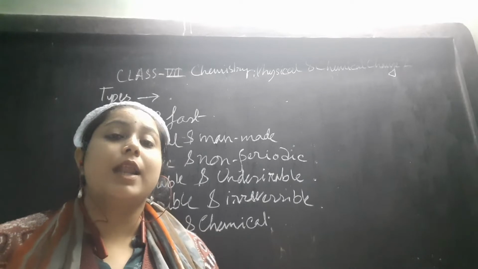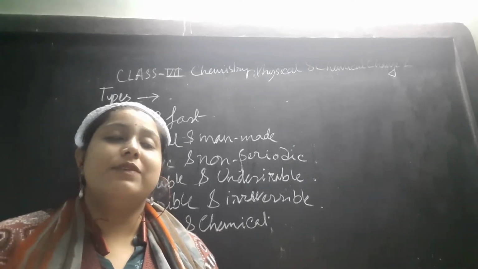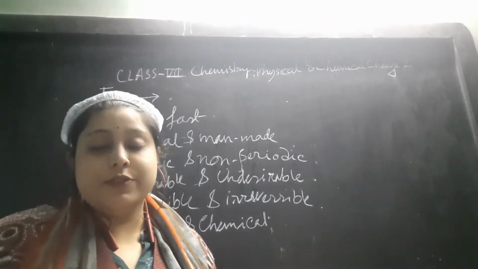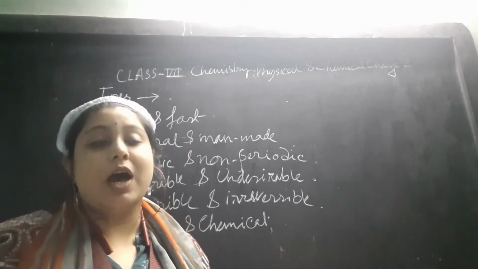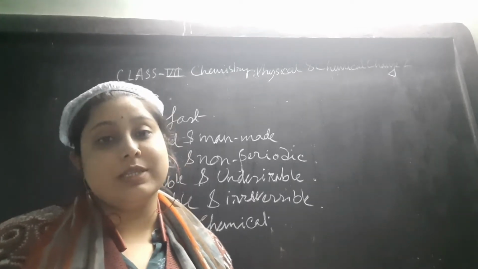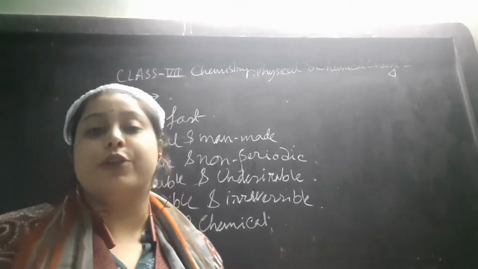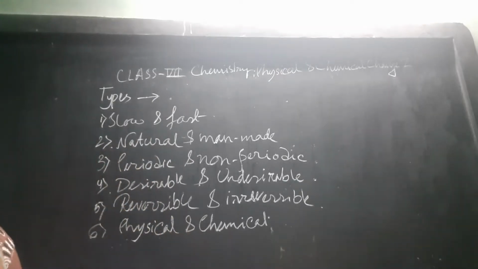This video is for class 7 chemistry, and the chapter that I will continue today is physical and chemical changes. In the previous video we discussed what a change is, how changes can occur, and where these changes can occur. And the different kinds of change, we just jot down their names for your information. These are just recapitulating: slow and fast change, natural and man-made change, periodic and non-periodic changes, desirable and undesirable changes, reversible and irreversible changes, physical and chemical changes.